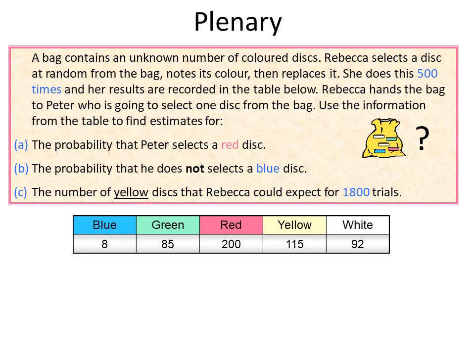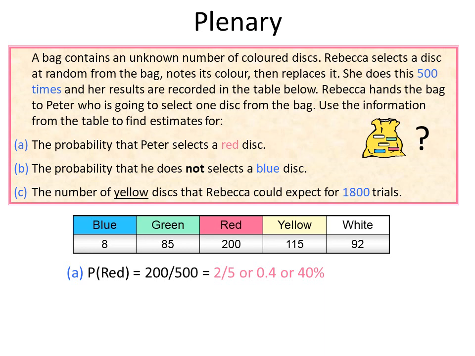So to get red disc, we will take the number of times the red disc appears, and we will divide it by the total number of times Rebecca selects a disc. So it will be 200 divided by 500, so it's 2 out of 5, or 0.4, or 40% if you want to find it as a percentage. Of course, we can get the probability as a fraction, decimal, or percentage.